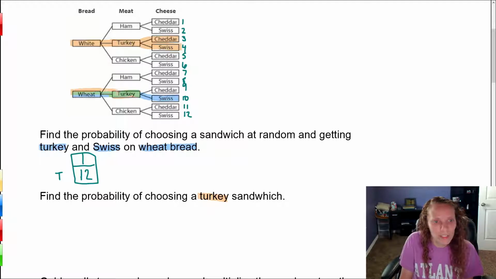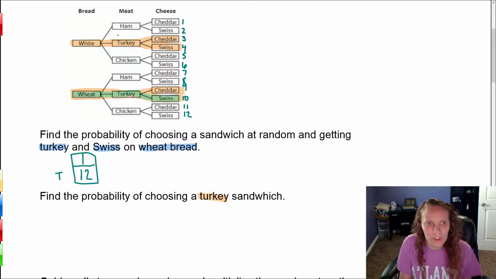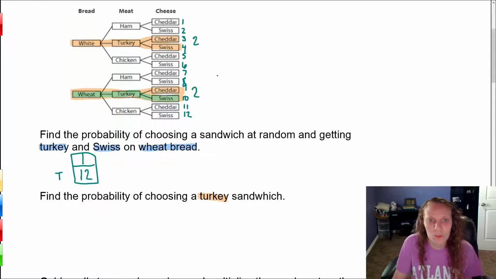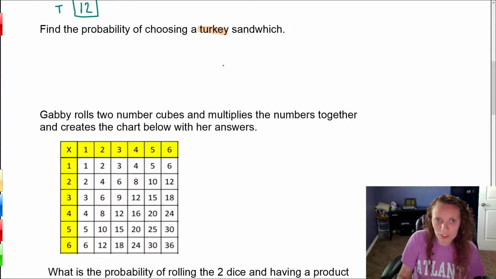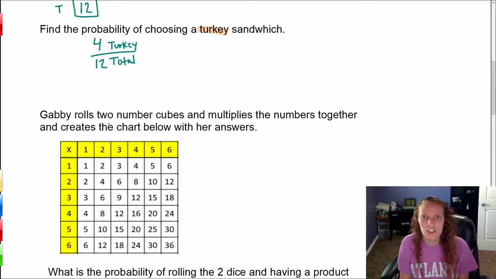We could also get wheat, turkey, and Swiss. That's one of the options. Or wheat, turkey, and cheddar. There's another option. I don't see turkey showing up anywhere else other than those two spots. So this would be two sandwiches, and then right here that's two more sandwiches. So the probability of choosing a turkey, there were 2 and 2, so that's 4 turkey sandwiches. And then remember, the bottom number is always our total, which is 12. So the odds of getting just a turkey sandwich, it doesn't matter what kind of bread or cheese, is 4/12.